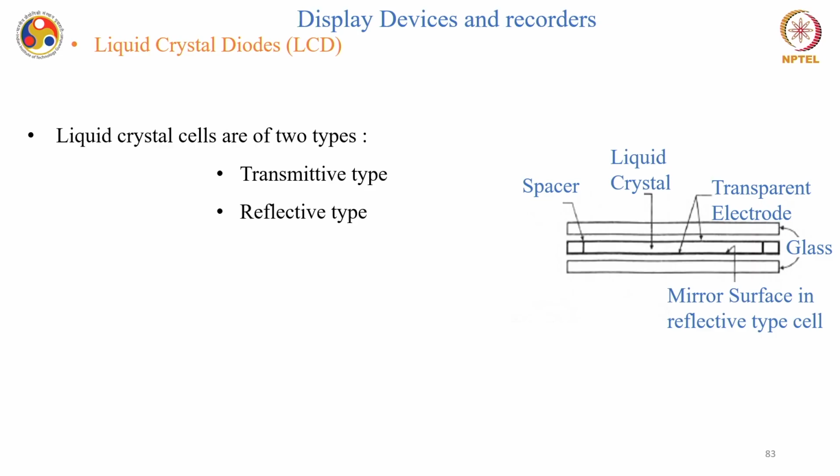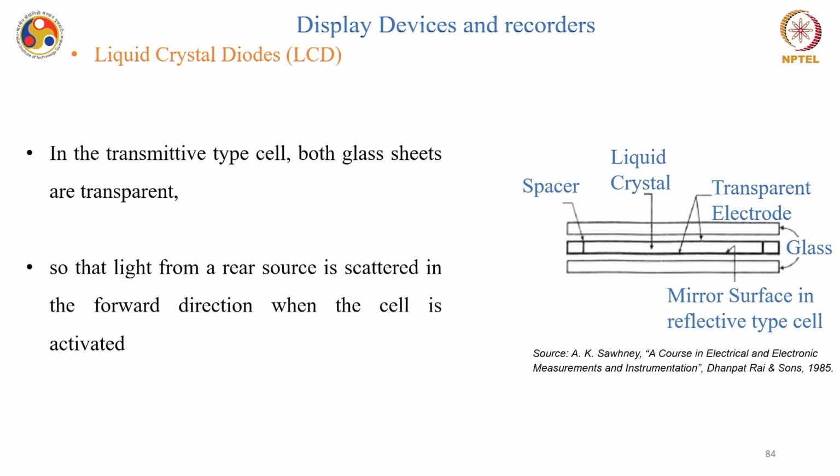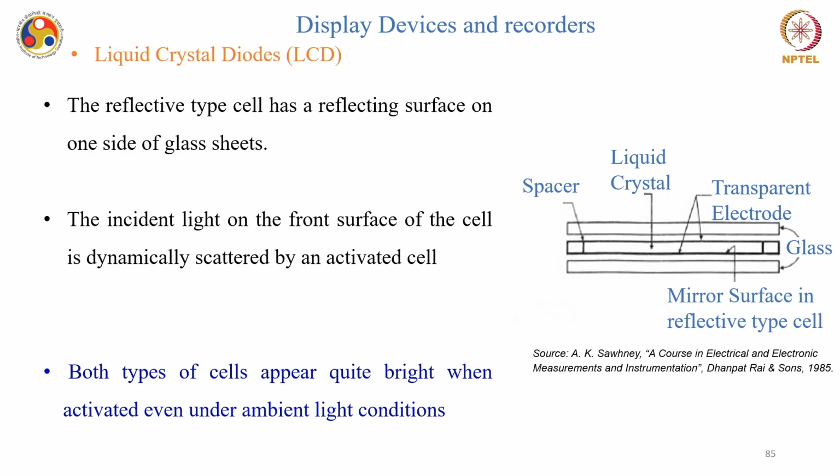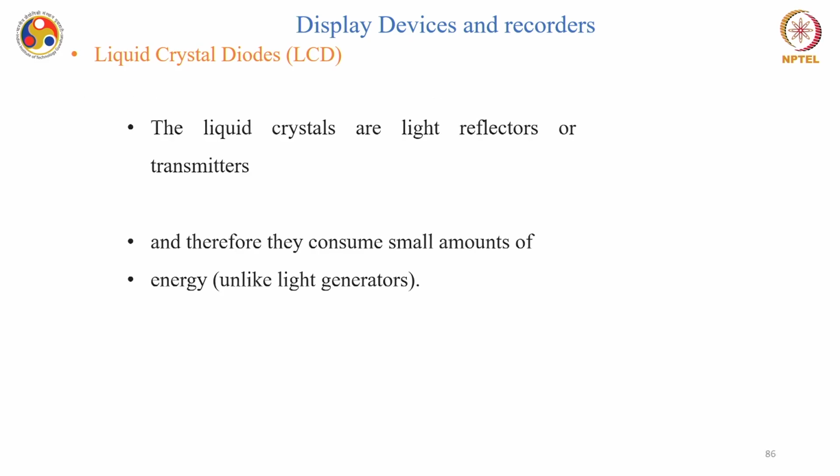We have the transmittive type and we have the reflective type. In the transmittive type cells, both glass sheets are transparent so that light from the rear source is scattered in the forward direction when the cell is activated, while the reflective type cells have a reflective surface on one side of the glass sheet. The incident light on the front surface of the cell is dynamically scattered by the activated cell. Now, both types of cells appear quite bright when activated, even under ambient light conditions.